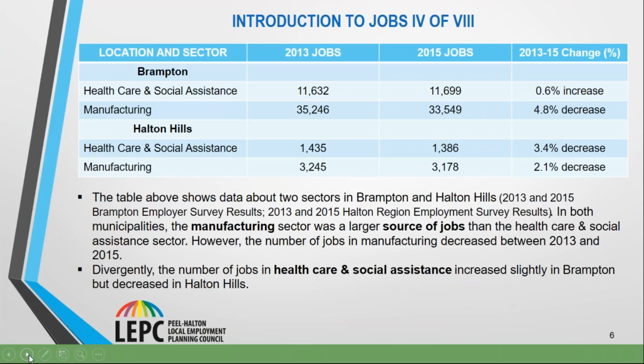This table compares the number of jobs in 2013 and 2015 across healthcare and social assistance and manufacturing industries in Brampton, which is a city in Peel region, and Halton Hills, which is a town in Halton region. As you may note, the number of manufacturing jobs decreased in both locations, with a larger decline in Brampton, whereas the number of healthcare jobs decreased in Halton Hills and increased in Brampton. Comparing the number of jobs in these two industries shows that manufacturing is a larger source of jobs in both locations. In the next slide, we will see how to calculate the percentage change or growth rate in number of jobs.